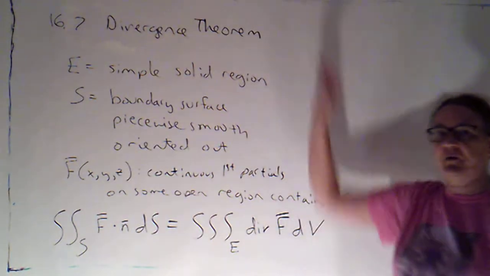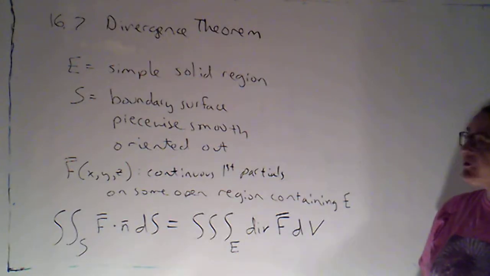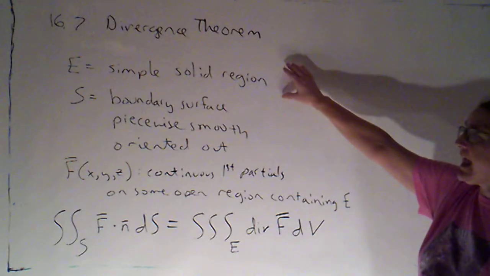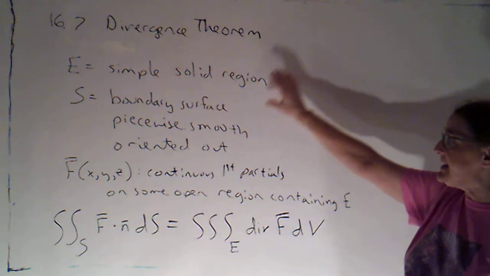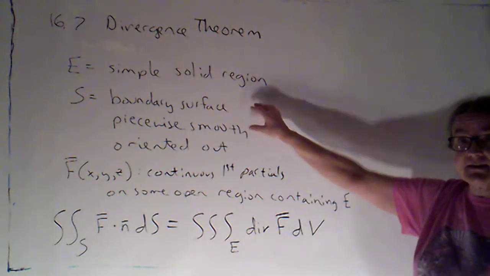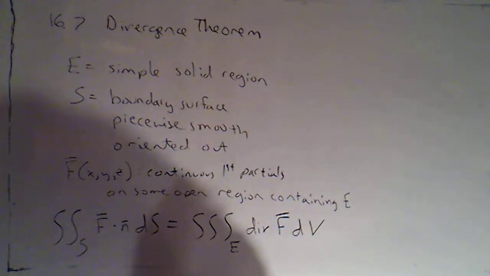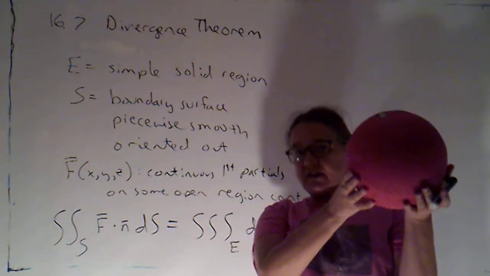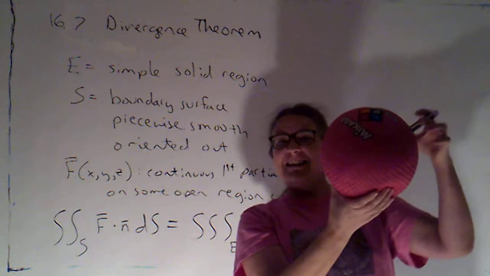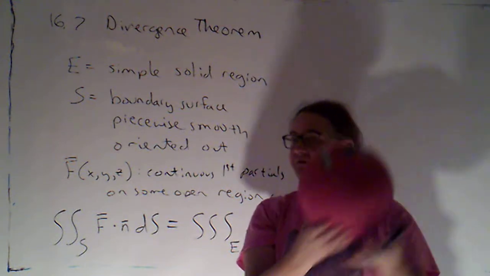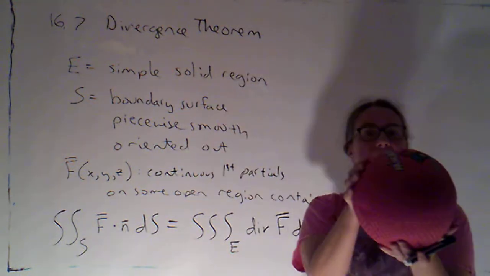Section 16.7 is about the divergence theorem. So that's going to be about the relationship between a three-dimensional region E and its boundary surface S. Just as some examples, I could have E being the solid sphere, so that would be this sphere together with all of the space that's inside of it. Then S would be its boundary surface.